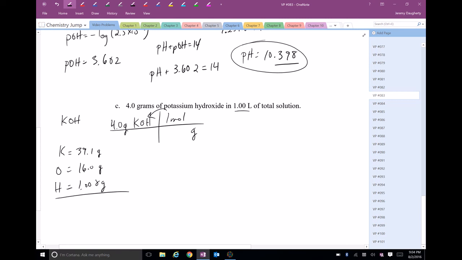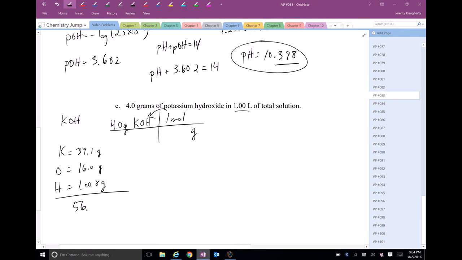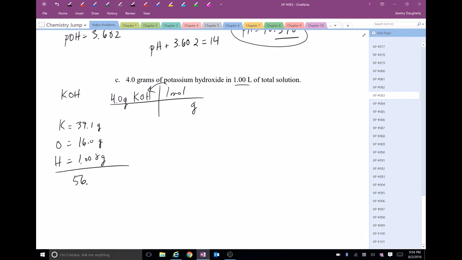When I add that all up, I get 56.108 grams per mole. So that's what goes there, 56.108. I've got 4 divided by that value, and I get 0.0713. And that's moles of potassium hydroxide. Now that's in 1 liter of water, so that's also the molarity.